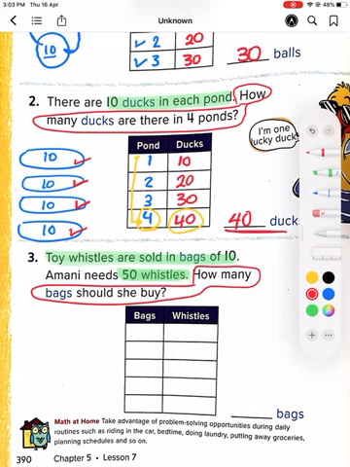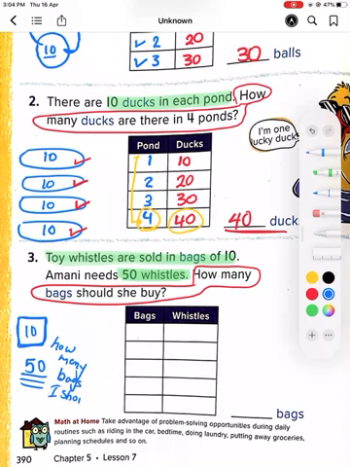PE, I mean, yeah. So, Amani wants to have 50 whistles. And the whistles are sold in bags of 10. What does that mean? That means we have a bag, and inside this bag we have 10 whistles. So if I want to get 50 whistles, how many bags I should buy?